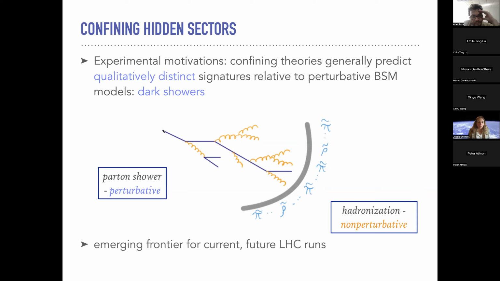So just as in QCD, for instance, if you start out producing one quark, say now one dark quark, it undergoes a complicated process of evolution, both in the parton shower stage, which is perturbative, and in the hadronization stage, which is non-perturbative. And ultimately, you get a possibly large multiplicity of dark color neutral states out at the end. So instead of looking for one isolated final state object, you have this multiplicity of states out at the end.